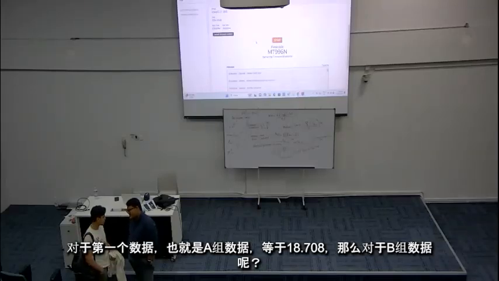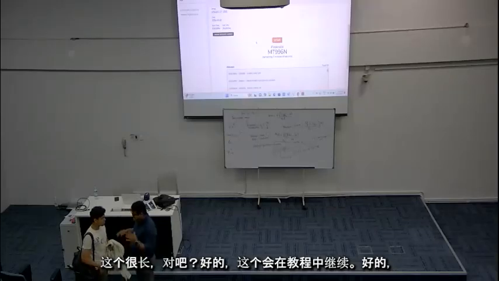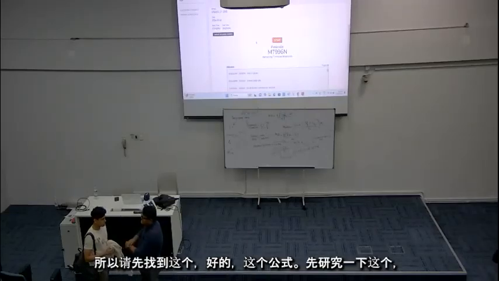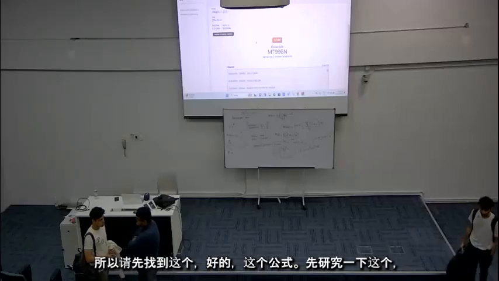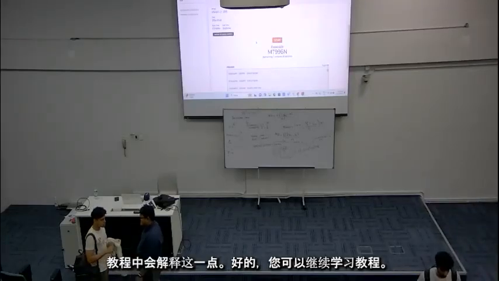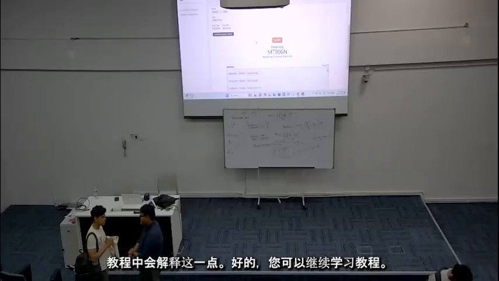How about the group data B? This one is very long, right? This one will continue during the tutorial. So please find the formula for this one first. Study this one first, and I will explain in the tutorial class. So you can continue doing the tutorial.